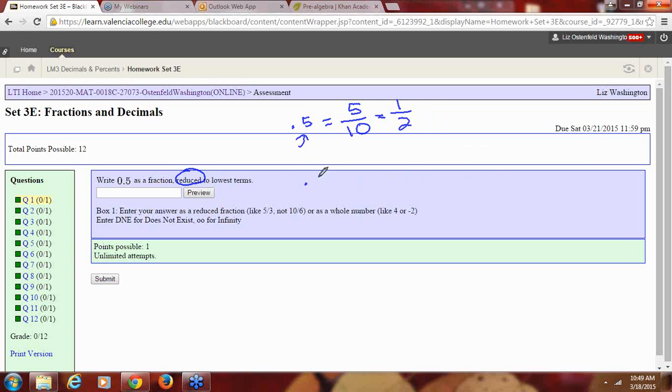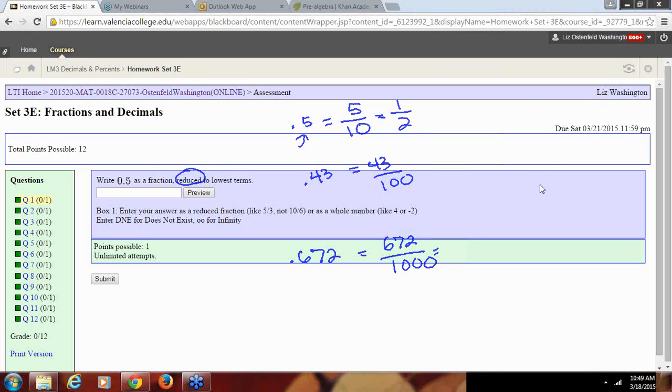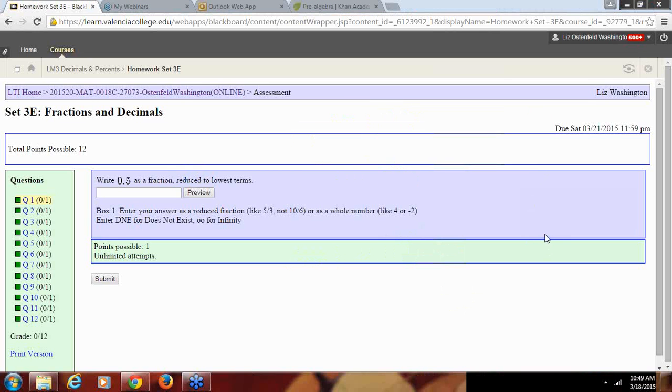Let's just say it was 0.43, 43 hundredths. I would write 43 over 100 and try to simplify. If you got 0.672, this is thousandths. I would write 672 over 1,000, and I would simplify it as much as possible. Okay? That's why I like decimals to fractions. It's pretty straightforward.